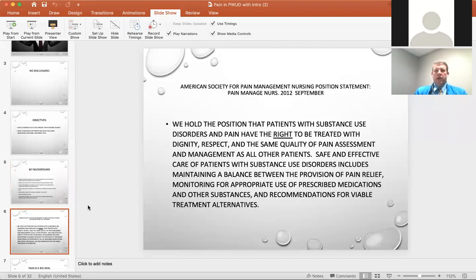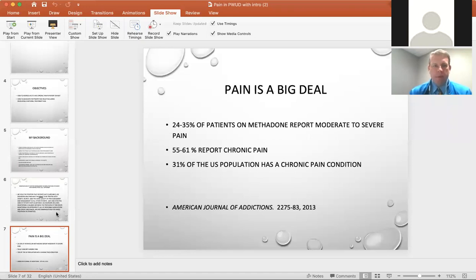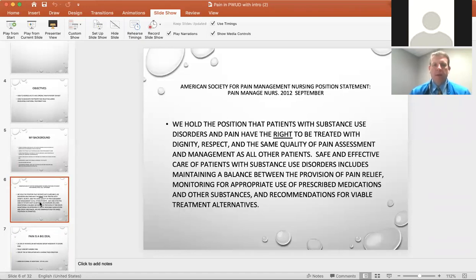All right, so this is a quote from an article from the journal Pain Management Nursing. I start out with this, and I'm not going to read it, but I like it because it sets the stage: taking care of patients with pain, I mean, that's what we're supposed to do, right?